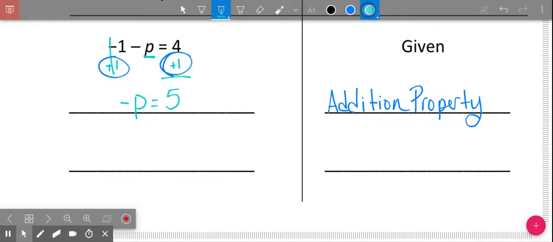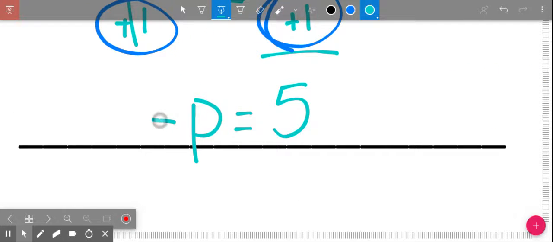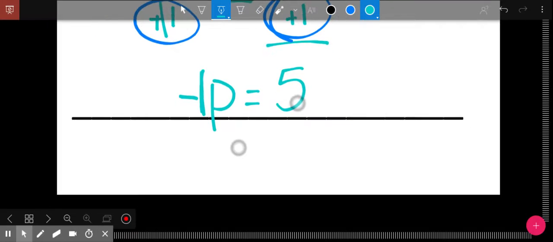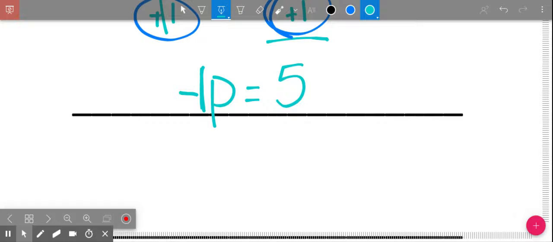Now, our variable still isn't all by itself. It still has a negative with it. So remember, anytime we have a negative in front of a variable like this, there's really a -1 right here. There's always going to be that -1 in front of the variable if you have that negative sign. So we need to get rid of the -1. The -1 and the p are being multiplied, so we're going to use division to get it away.